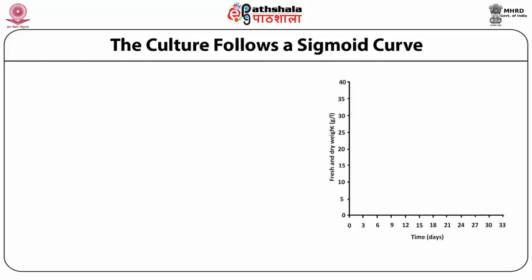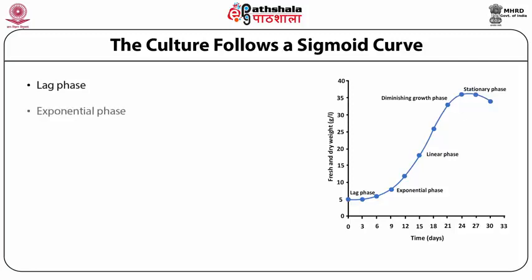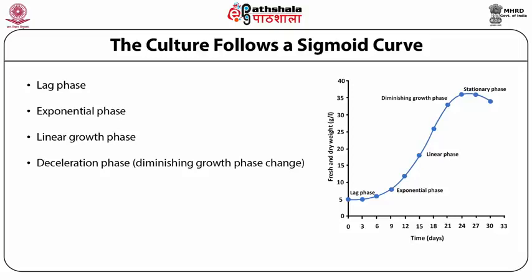Now, what are the different stages in callus growth? There are five well-defined stages. When you start with a callus, the initial phase is slow, what we call the lag phase. Then it picks up growth, that is the exponential phase. And then growth stabilizes a bit, but still it keeps on multiplying, that's the linear growth phase. Thereafter, it is the deceleration phase, when the growth starts declining. And then the last is the stationary phase. In the stationary phase, the cell number and volume become constant.